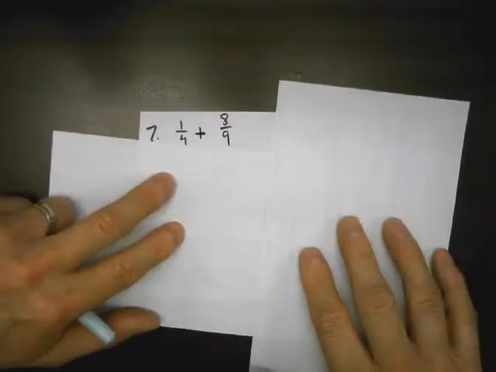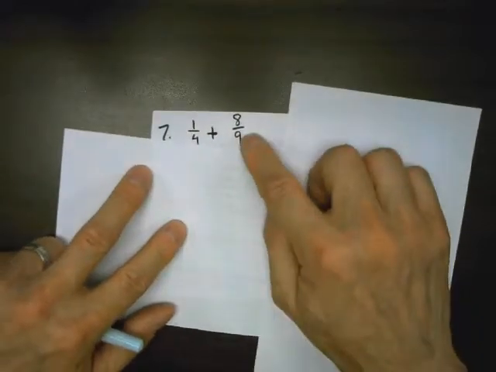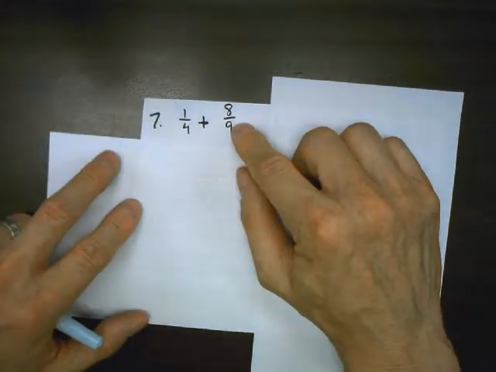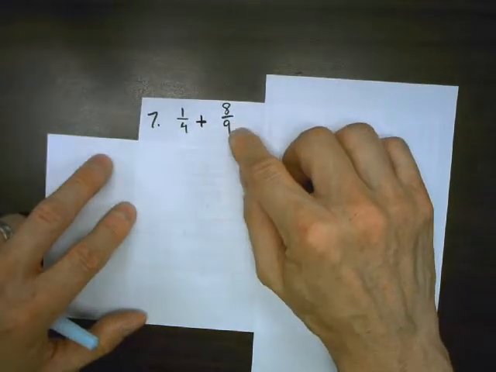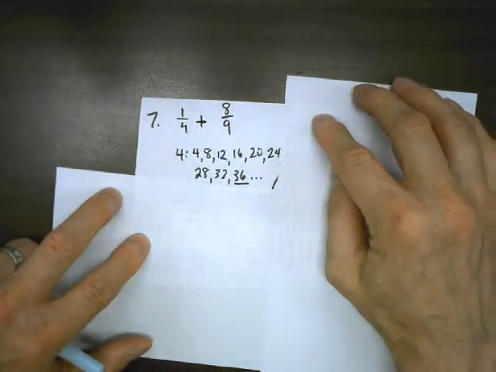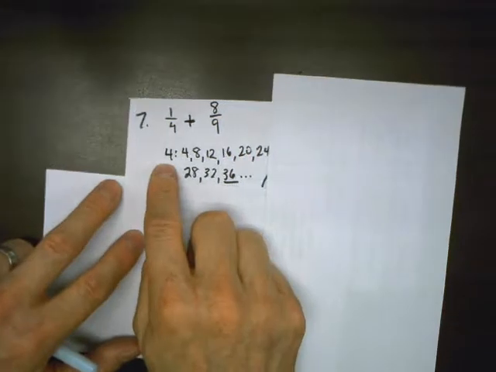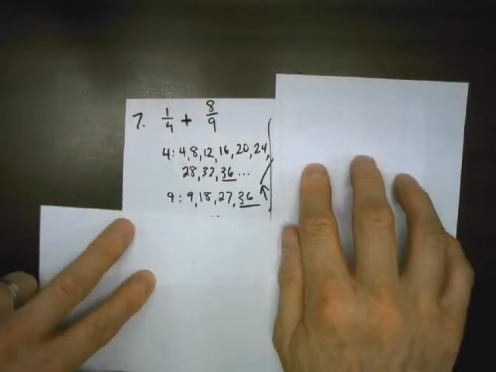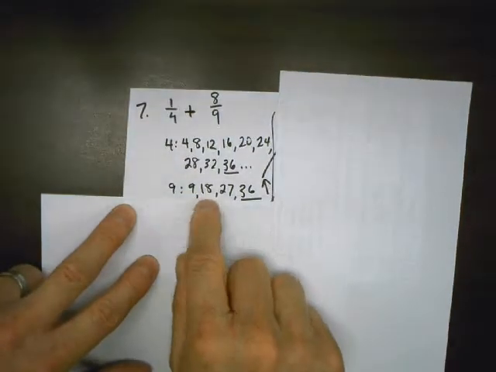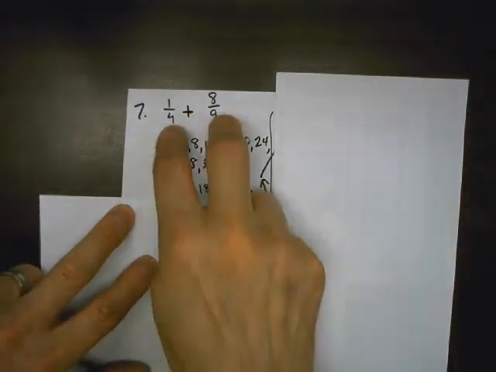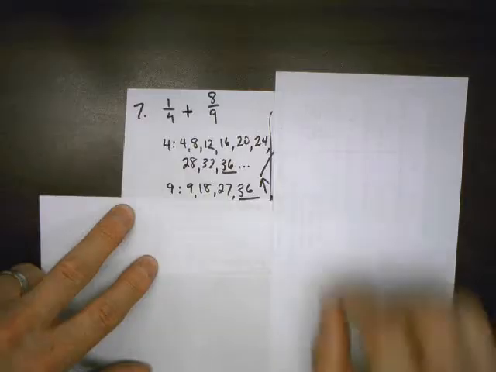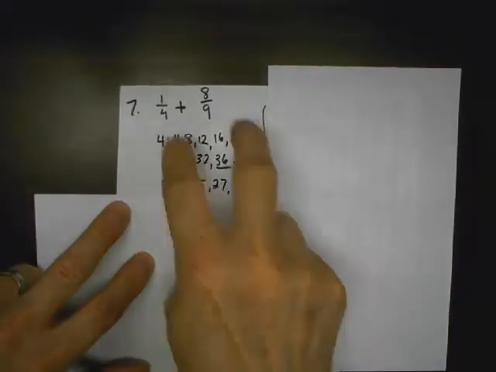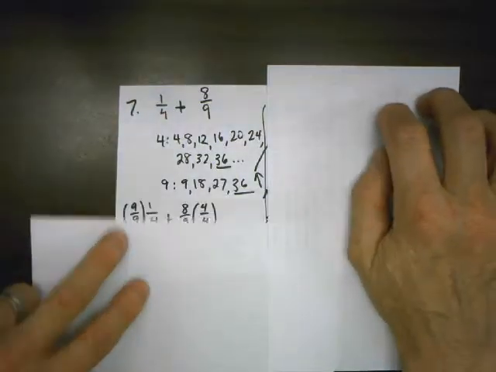Remember, when you're adding fractions, you look at the bottom numbers, the denominators, and you want to see when they're the same, okay? So the multiples of 4, 4 times 1 is 4, 4 times 2, 4 times 3, right? And the multiples of 9, 9 times 1, 9 times 2, 9 times 3. So looking at those denominators, the first time they're the same would be 36. So I want those bottom numbers to both say 36.